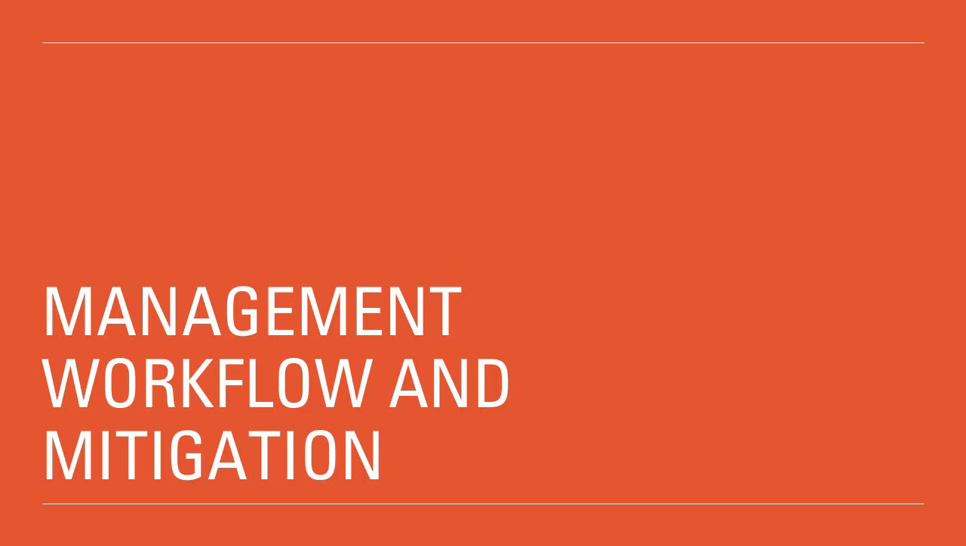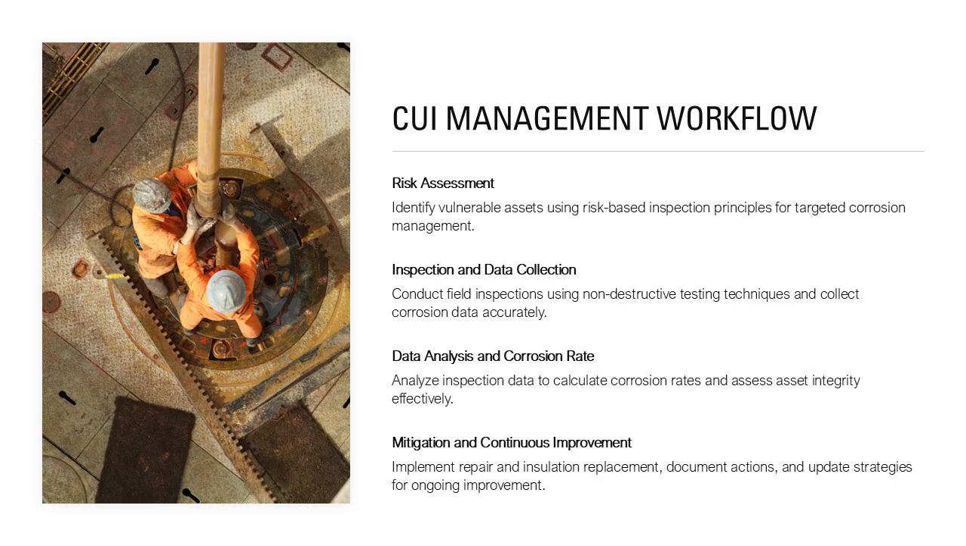Managing CUI requires a structured workflow, repair, and effective mitigation strategies. The workflow includes: Number 1, risk assessment to identify vulnerable assets; Number 2, inspection planning using RBI principles; Number 3, field inspection with NDT techniques; Number 4, data analysis to calculate corrosion rates; Number 5, mitigation actions such as repair and insulation replacement; Number 6, documentation in asset integrity systems; and Number 7, continuous improvement through lessons learned and updated strategies.